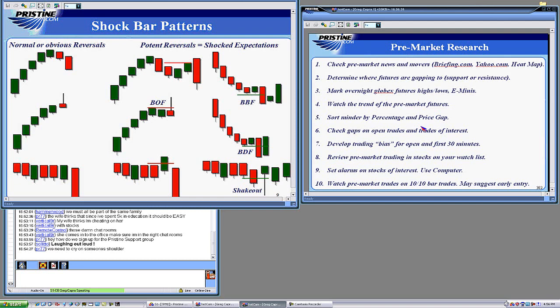Sort your minder. See what's gapping up and down. Check gaps on open trades if you have any. And you're going to develop your bias for the market open.